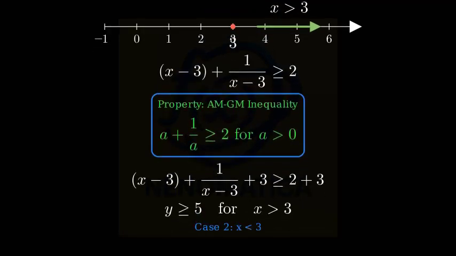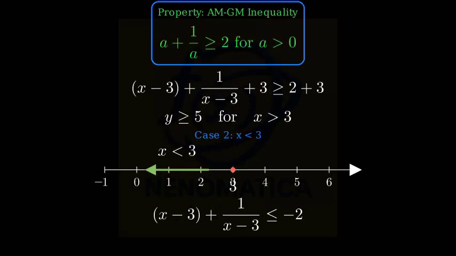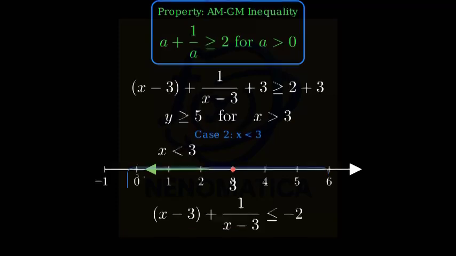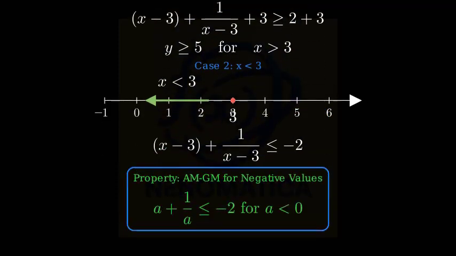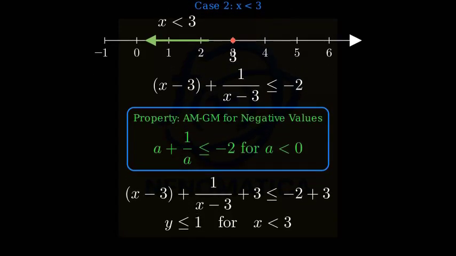Now let's examine the second case, where x is less than 3. In this region, x minus 3 is negative, and 1 over x minus 3 is also negative. Similarly to the first case, we can determine that x minus 3 plus 1 over x minus 3 is less than or equal to negative 2. This follows from the same property we used earlier, but now applied to negative values. Let's continue with our analysis for x less than 3. Adding 3 to both sides of the inequality, we get y less than or equal to 1 when x is less than 3.